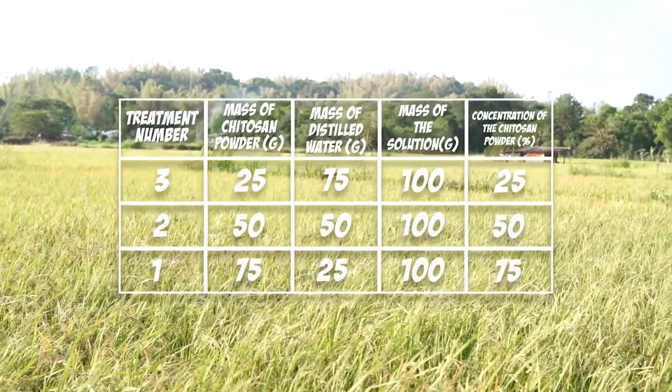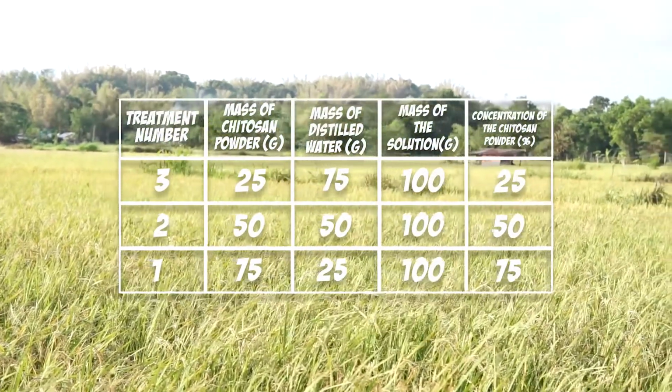There are 5 treatment groups in this study. Treatment 1, the 75% chitosan. Treatment 2, 50% chitosan. Treatment 3, 25% chitosan. Treatment 4 is the positive control Dithane, and treatment 5, the untreated group. This table was used as a guide in the formulation of the chitosan treatments.